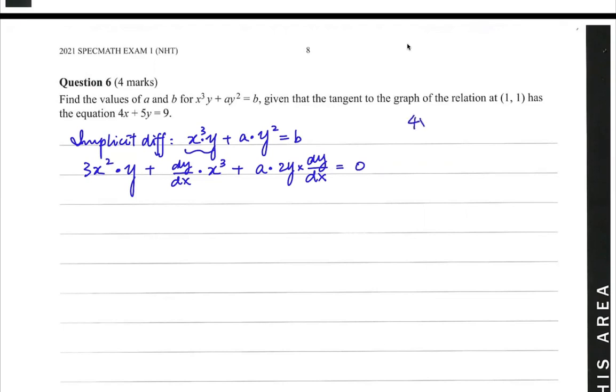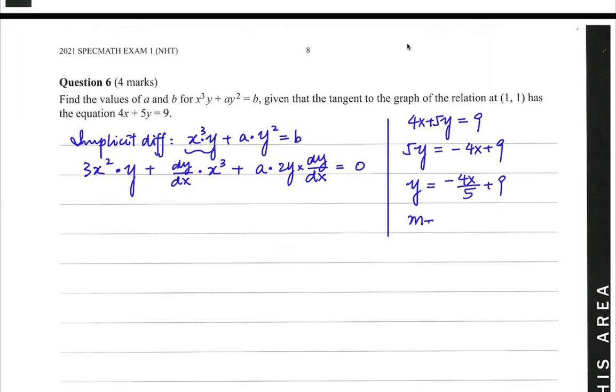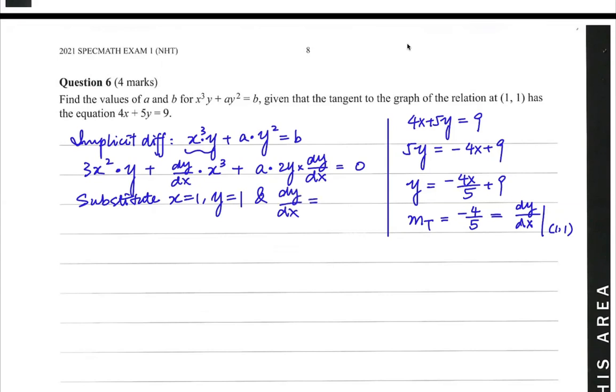So now we have 4x plus 5y equals 9. It's the tangent line, but not in y equals mx plus c form. So 5y is just minus 4x plus 9. And y should be minus 4x over 5 plus 9 over 5, which means my gradient of the tangent is minus 4 over 5. And it is the value of the derivative dy/dx at the point (1, 1). All right, so we can substitute the given point x equals 1, y equals 1, and the value of the gradient into the differentiated equation.